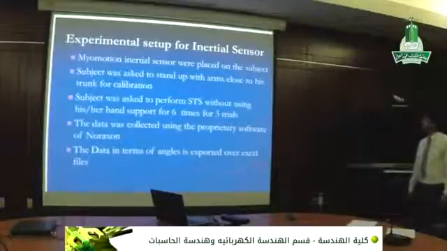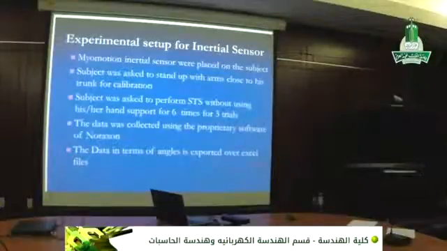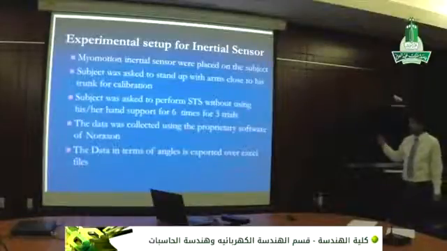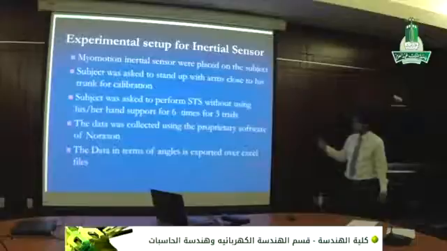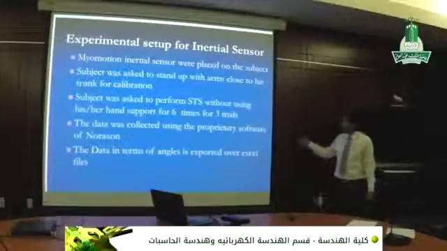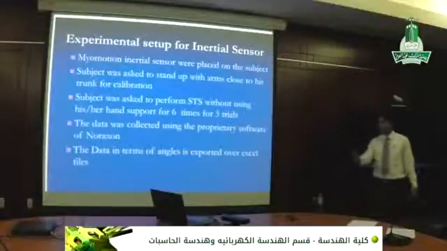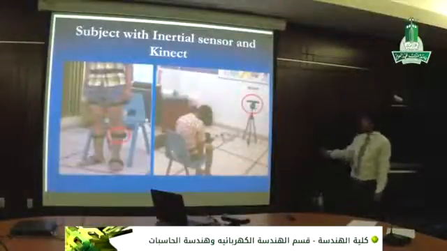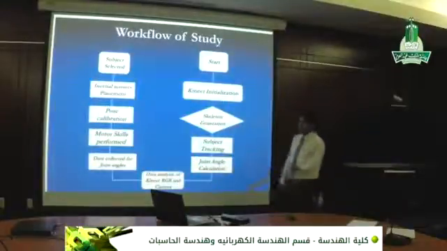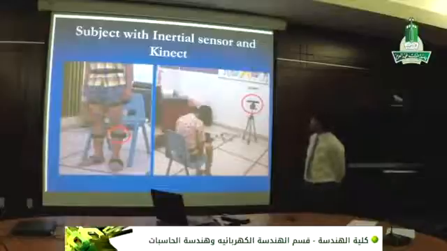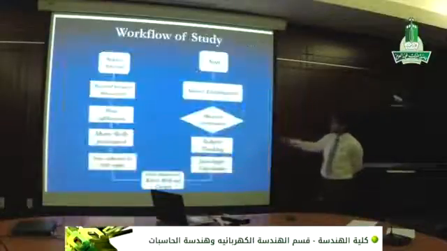The experimental setup for the inertial sensors was done by strapping the sensors over the subject's joints, and the sit-to-stand task was performed six times for 3 trials. The data was collected using the proprietary software of Noraxon, and the angles were exported to an Excel file for further processing. This is the subject with the inertial sensors placed on his body and the Kinect camera in front of him for analyzing the data.